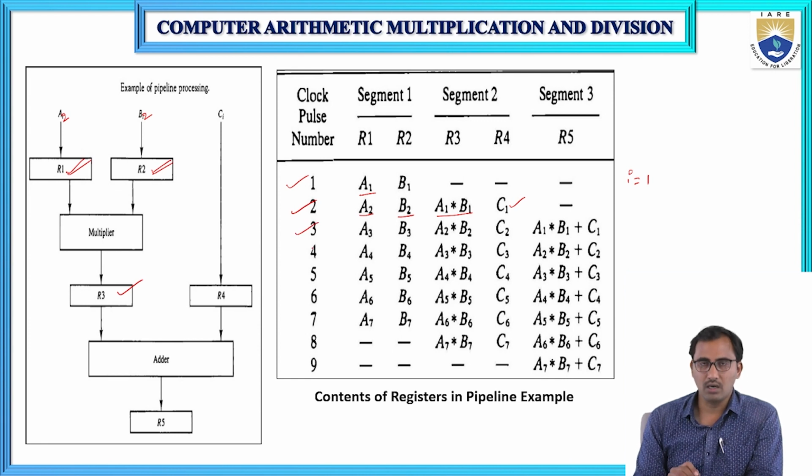During the third clock cycle, A3 will be loaded into R1, B3 will be loaded into R2, A2 into B2 will be loaded into R3, C2 will be loaded into R4, and A1 into B1 plus C1 will be stored into R5. So in this way, by the ninth clock cycle, we will get A7 into B7 plus C7. So this is the final result of that expression.